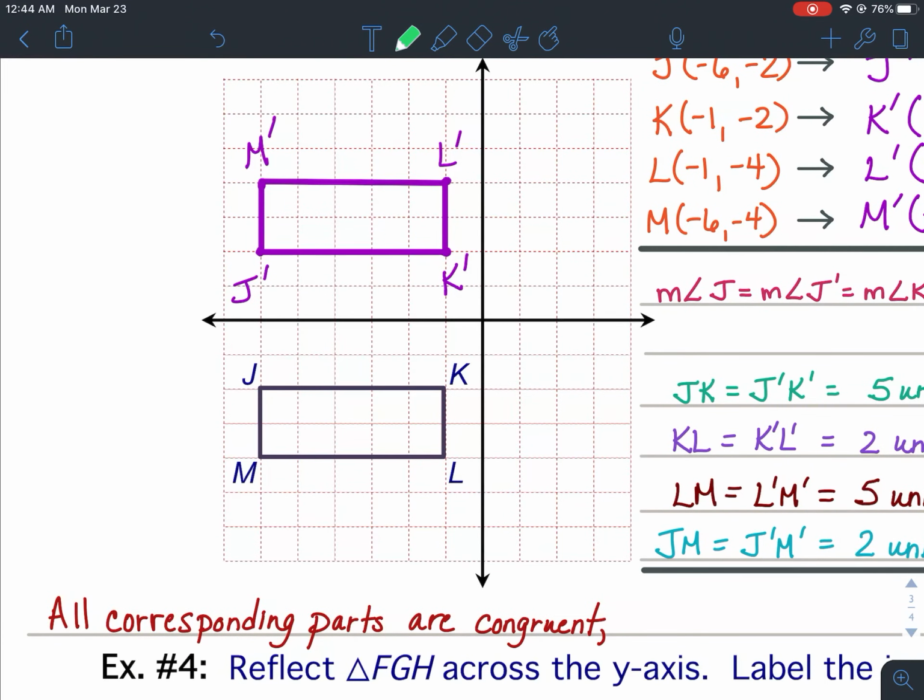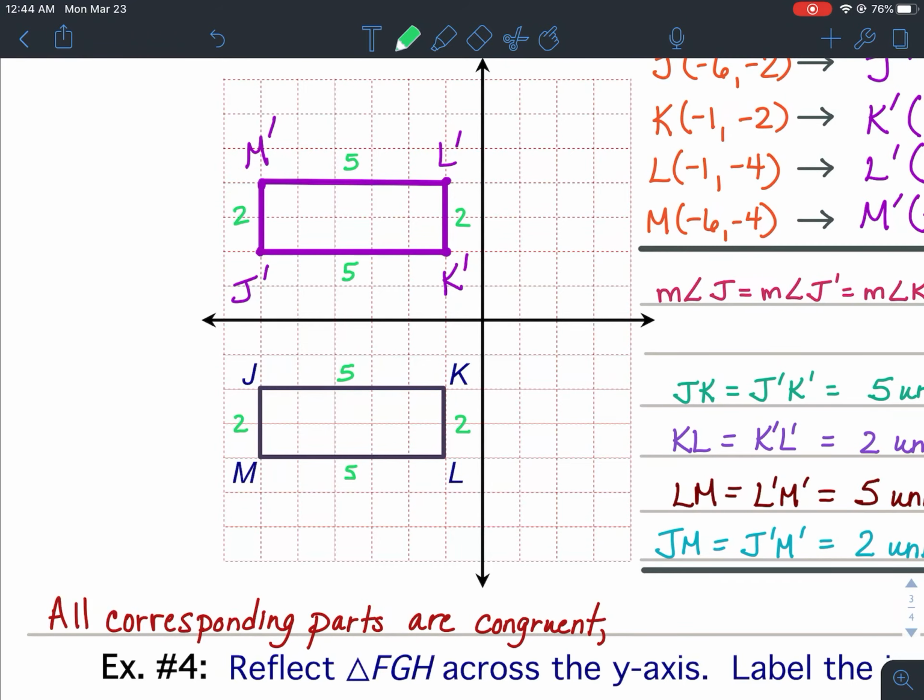The length of JK is 5 units, KL 2 units, LM 5 units, JM 2 units. J prime, K prime is 5 units, K prime, L prime 2 units, L prime, M prime 5 units, J prime, M prime 2 units.